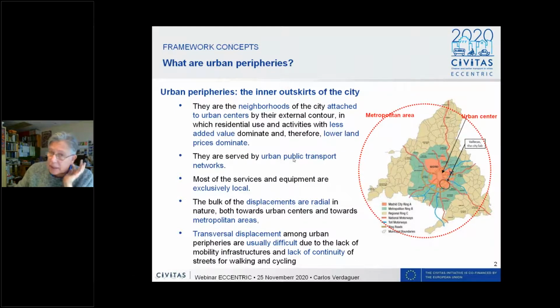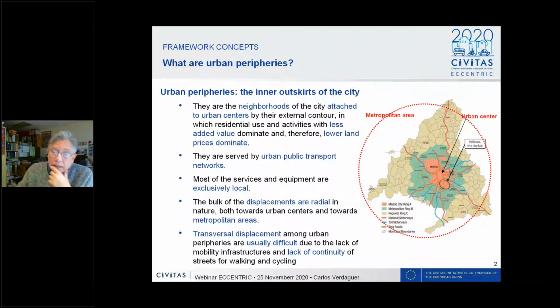And so we can say that the urban peripheries, such as we are dealing with in the eccentric projects, are neighborhoods of the city. They are attached to the urban centers, but by the external limits of these urban centers. Residential use and activities with less added value dominate there, and there are so lower land prices in general.